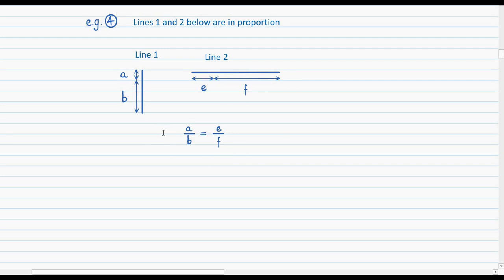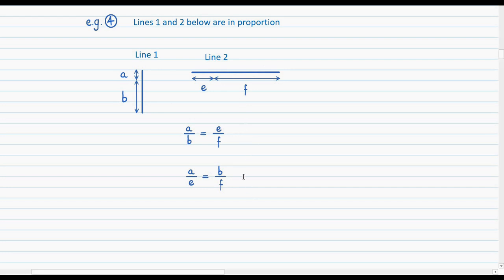Then we can also find ratios of lengths across the two lines. We could say the length of the smaller side on line 1 over the length of the smaller side on line 2 is equal to the length of the longer side on line 1 over the length of the longer side on line 2. And the reason this works is because, since the two lines are in proportion, it just means that you get line 2 when you multiply line 1 by a certain number. Therefore, A over E and B over F will both represent 1 over this number.